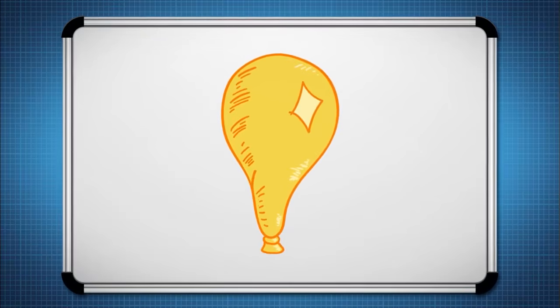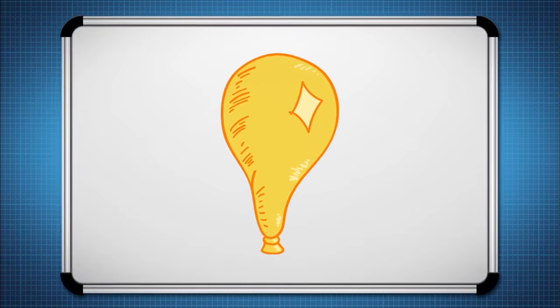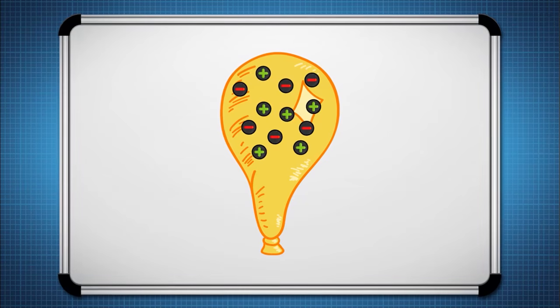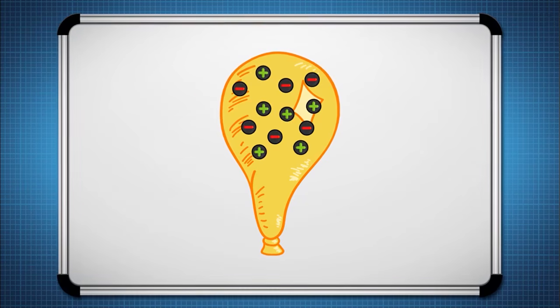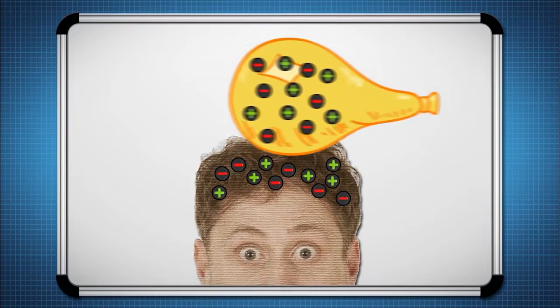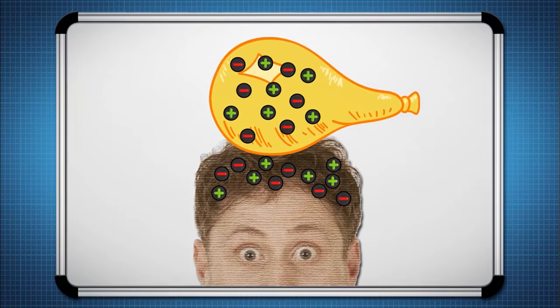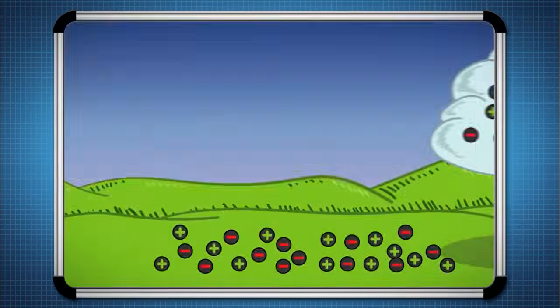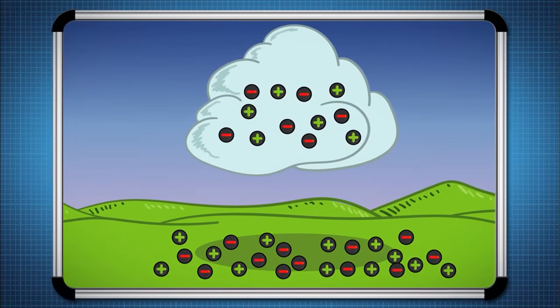So here's how static electricity works. Normally, everything has equal numbers of positive and negative charges. That's when things are said to have a neutral charge. But when you rub a balloon on your head, the balloon develops more negative charge than positive because it pulls electrons from your hair. The same thing happens in clouds during a storm.